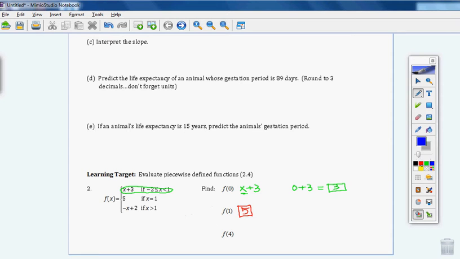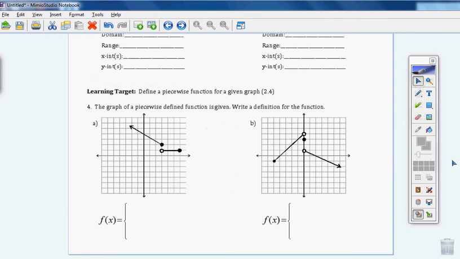And then the last one, f of 4. 4 is greater than 1, so this is the equation that I'm using. So I have -x plus 2, but I'm going to substitute 4 in. So the negative stays in front. -4 plus 2 equals -2. Okay, then moving on, we're going to go down to the actual piecewise functions.